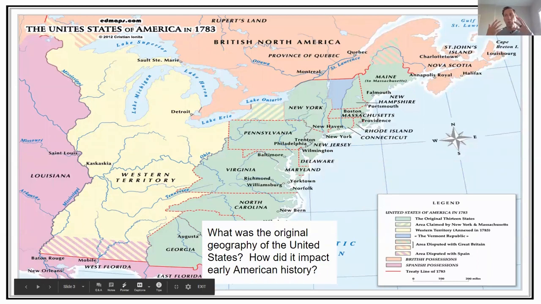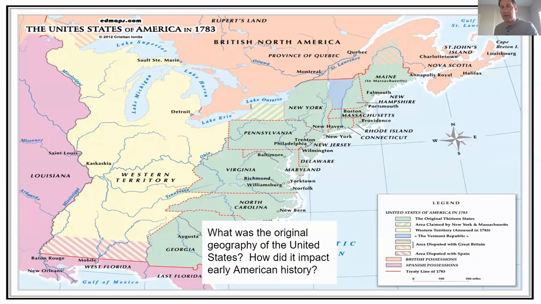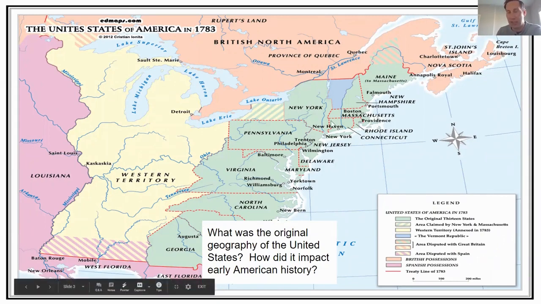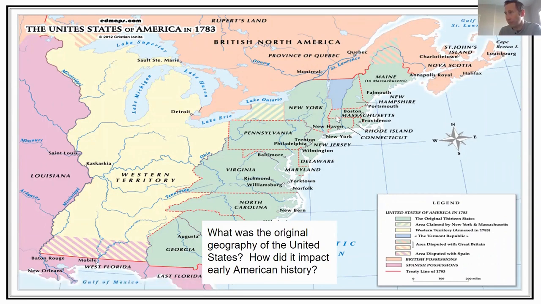Okay, so let's talk a little bit about geography and the American Revolution. So the American Revolution is fought by these 13 original colonies, which I just went over, okay? And when the war is over, the United States, or what becomes the United States, signs the Treaty of Paris in 1783. Now, what you should know is the United States' original borders after the American Revolution. So the original borders of the United States after the American Revolution is what we see here in this map.